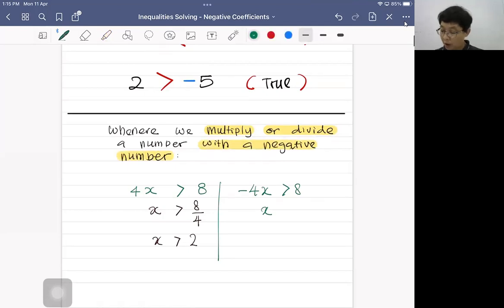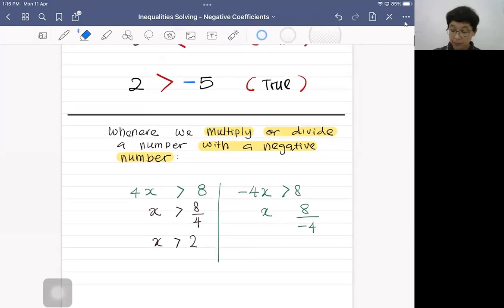So when you divide by negative 4, this is when the sign will have to be flipped. Let me do that properly. Okay, this is when you have to flip the sign because of what we have explained just now. So now x is going to be negative 2. Okay, so next x is less than negative 2. This is the example.